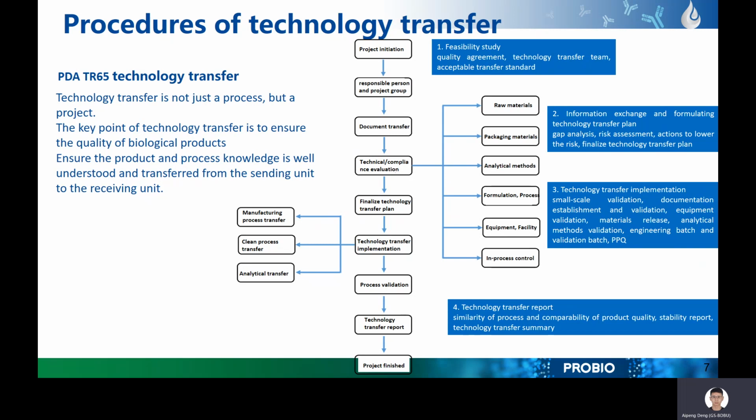This transfer process can be firstly implemented in small scale to reduce risks. If the process can be reproduced in small scale, we can start the engineering run and the GMP run in large scale. Then a conclusion can be presented in the technology transfer report if the product quality is comparable. And at this time, the technology transfer is finished.